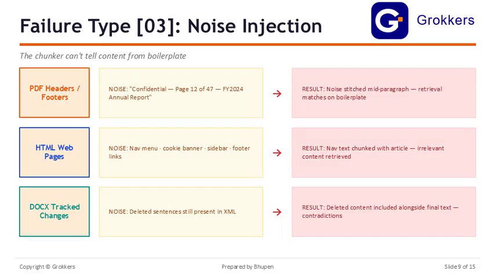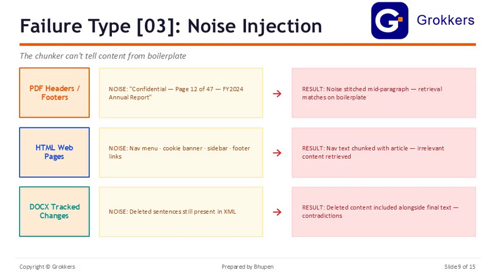Noise injection failures are insidious because they do not obviously break the chunk. The chunk still contains real content, just contaminated with text that should never have been included. PDF headers and footers are the most common source. Every page of a corporate report typically carries the document title, a confidentiality notice, and a page number. A chunker that does not explicitly strip these will stitch them into content chunks wherever a page boundary falls mid-paragraph. The retrieval system then treats those boilerplate phrases as content, and queries that happen to match on annual report or confidential retrieve the wrong chunks entirely.